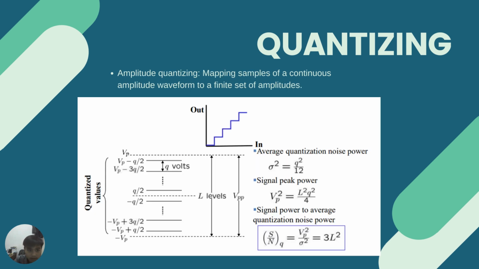And then this is the quantization, mapping samples of a continuous amplitude waveform to a finite set of amplitudes. This is the example, for an input and output, and this is the average quantization noise power. This is the formula, and this is the signal peak power. This is also a formula, and the signal power to average quantization noise power. This is the formula.